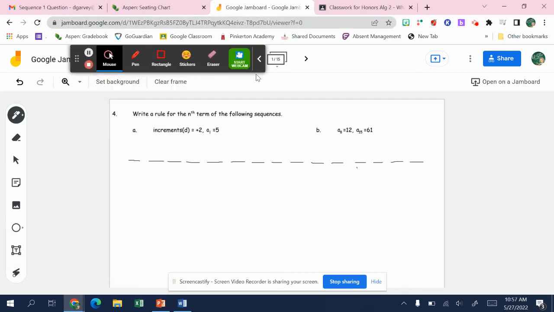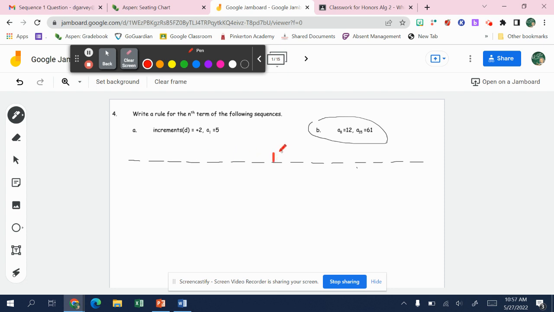All right, so in this problem here, we're going to do B, by the way. They tell you that the eighth item is 12. So if we write that in, 1, 2, 3, 4, 5, 6, 7, 8 is 12. And the 15th is 61. So this is kind of what they're talking about. And we want to write a rule for the nth term.